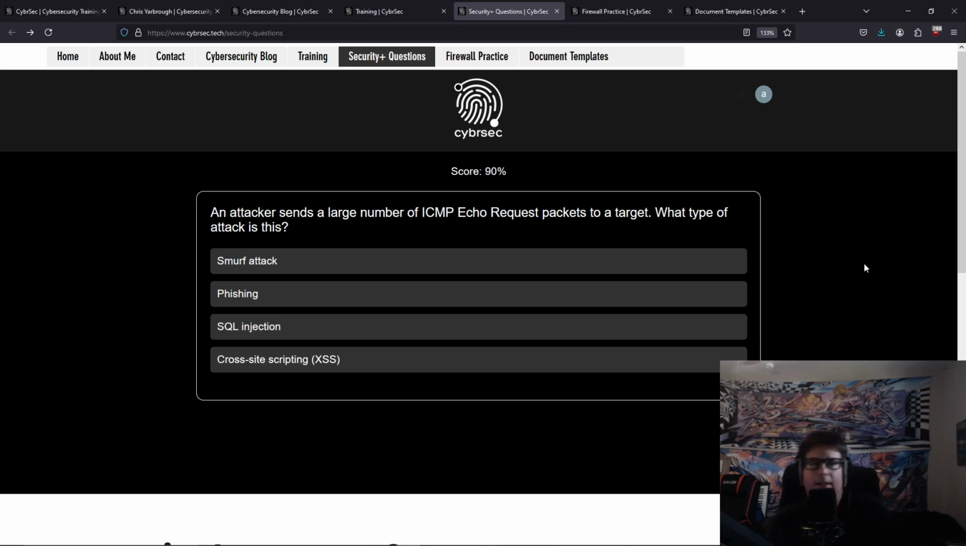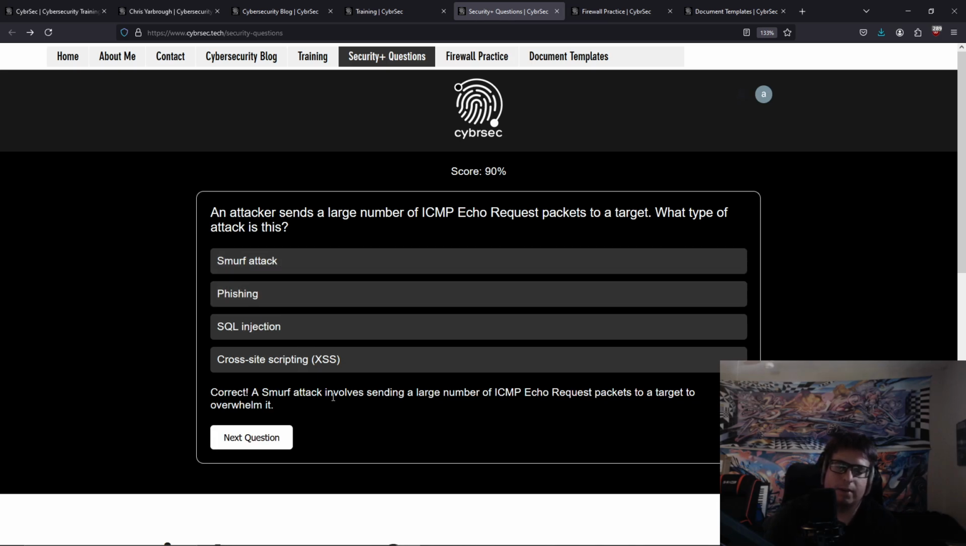An attacker sends a large number of ICMP echo request packets to a target. What type of attack is this? Has to do with websites. Has to do with emails. Smurf attack. Correct. It involves sending a large number of echo requests.